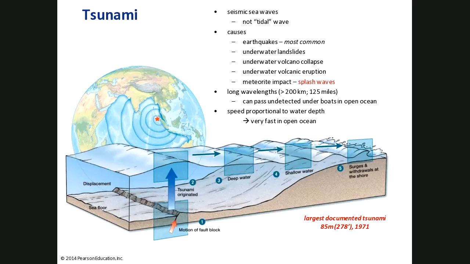So as that wavelength, which is 125 miles long, makes its way onto shore and gets into shallower and shallower water, by the way, they can move very fast too. In some waters, these waves can move close to 400 to 500 miles an hour. So as these waves are hitting the shore, the wavelength is decreasing, the wave height is increasing, and when it reaches 1/7, then you're going to get that break. That huge tsunami break. Now, the largest documented tsunami in the world, in 1971, was 85 meters, 280 feet.